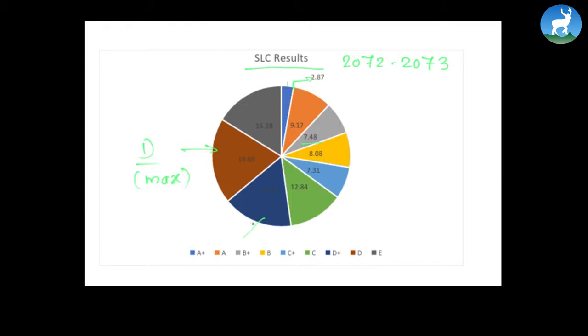Now this thing, this D plus, is 16.28%. It's not quite clear from the figure, so this is D. This is D plus, and it is 16.28%. And E also is quite much, which is again 16.28. This is E, which is a very bad result. We have good results, that is A plus, and after that we have good results A and B plus and B, and we have bad results. So this is the pie chart.